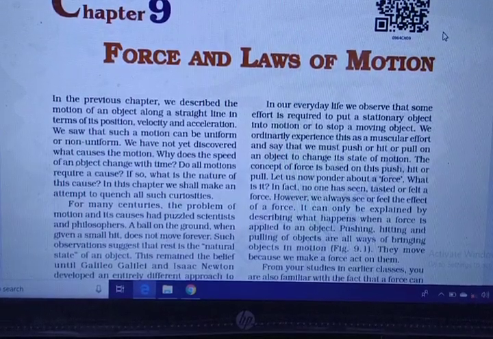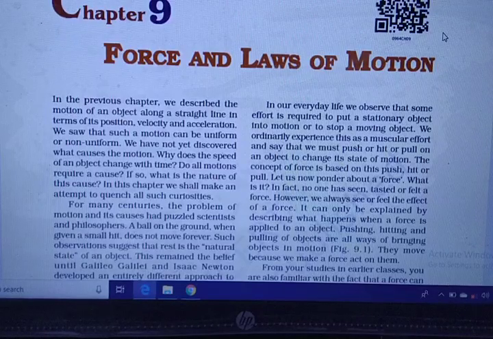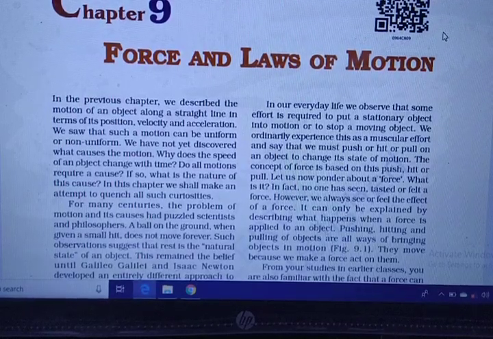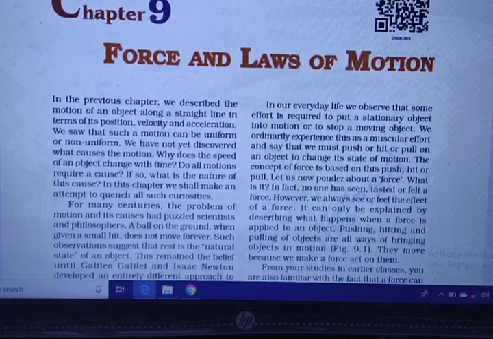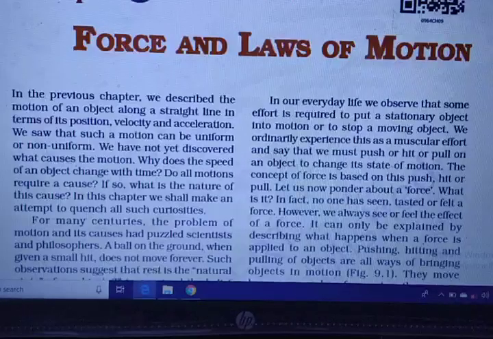Today we are going to discuss class 9 science chapter number 9, force and laws of motion. In the previous video I described Newton's second law of motion, right? Today we are going to discuss Newton's third law of motion.